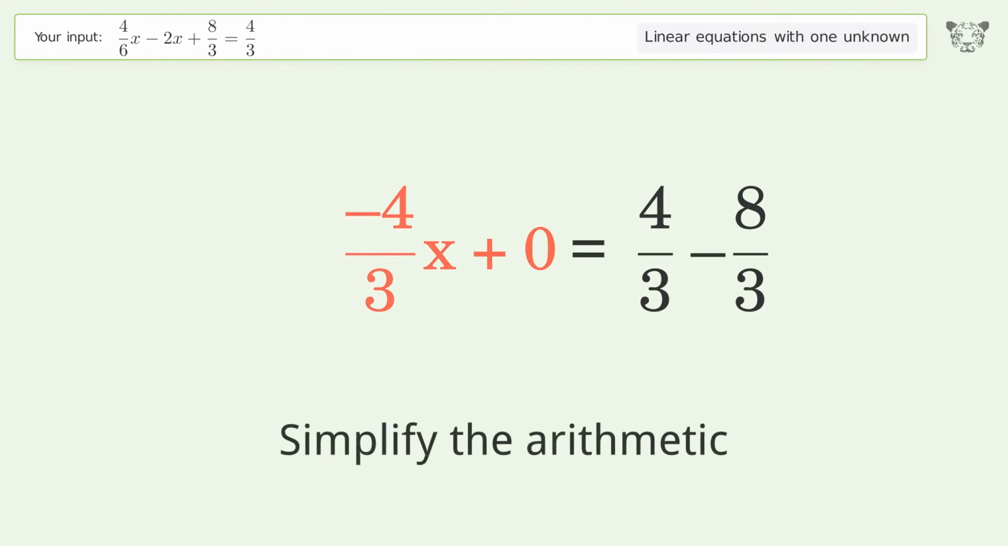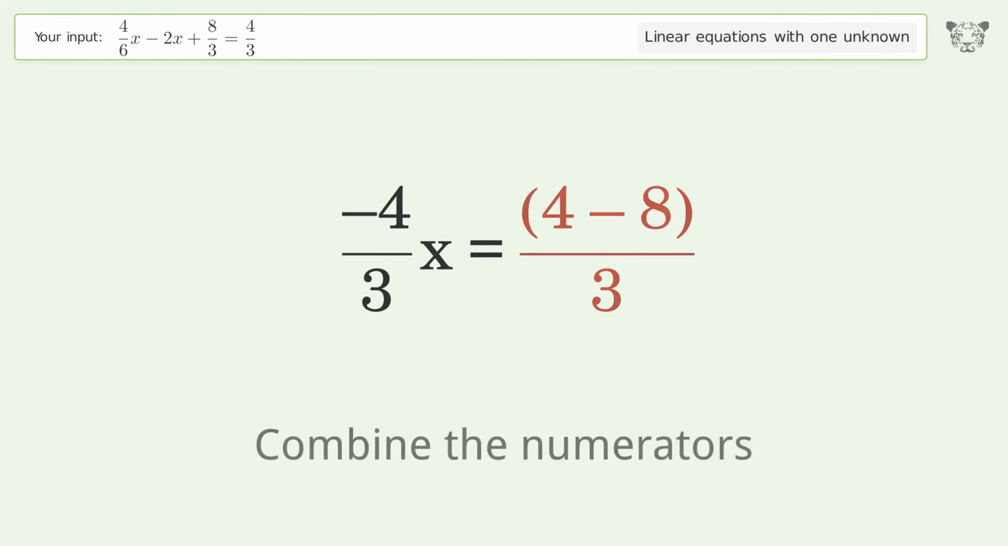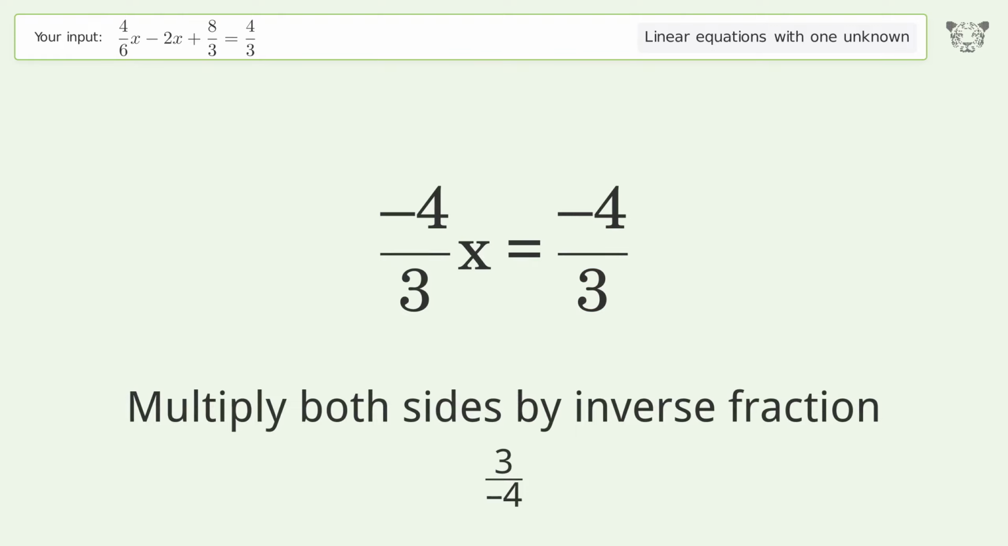Simplify the arithmetic. Combine the fractions. Combine the numerators. Isolate the x. Multiply both sides by inverse fraction 3/-4.